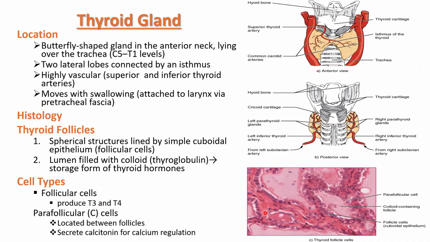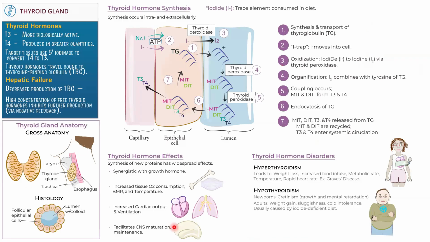So follicular cells now produce the thyroid hormones known as T3 and T4. So it's good you appreciate what T3 and T4 are. They are the thyroid hormones. And then parafollicular cells, these ones now on the periphery, they'll produce calcitonin. And this calcitonin is in charge of calcium regulation.